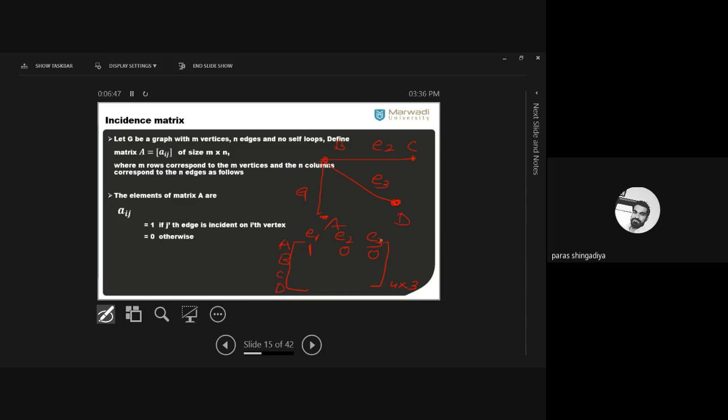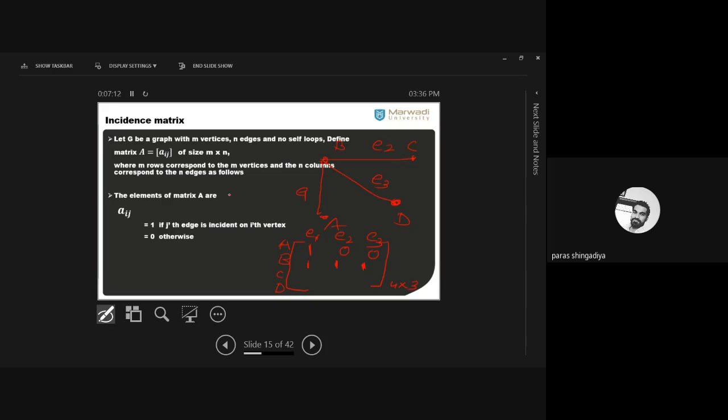Okay. Now for the second vertex with all the edges. So B with E1, that is 1. B with E2, that is also 1. And B with E3, that is also 1. All the three edges are incident with B, because all three edges come out of B. Therefore they are incident.